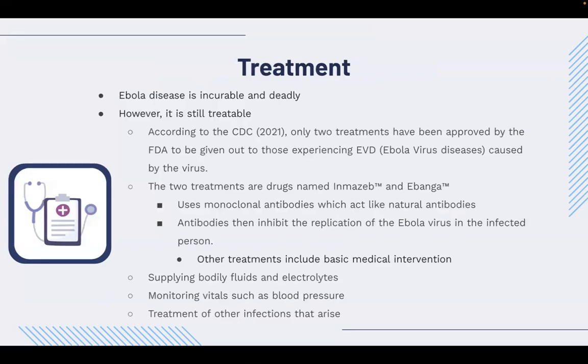Treatment. So the treatment for this disease is kind of general, unless you look at specific treatments for the disease, such as the drugs Inmazeb and Ebanga. They're monoclonal antibodies, which are FDA approved, and they are the only two that are approved that treat the disease. But other ways of treating it is like supplying bodily fluids, monitoring vitals, and treatment of other infections that arise.